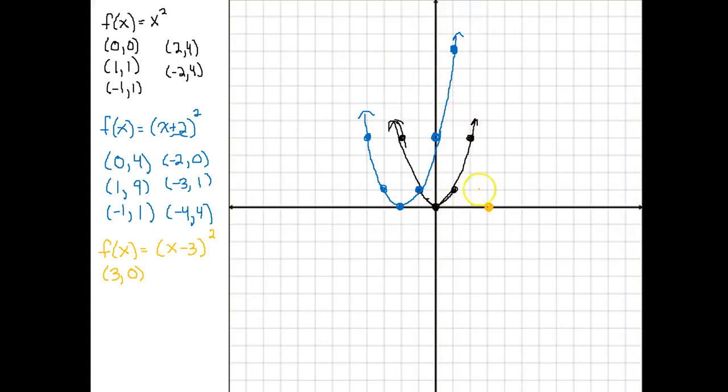So this point, 1, 2, 3. This point, 1, 2, 3. This point, 1, 2, 3. This point, 1, 2, 3. And there's that.